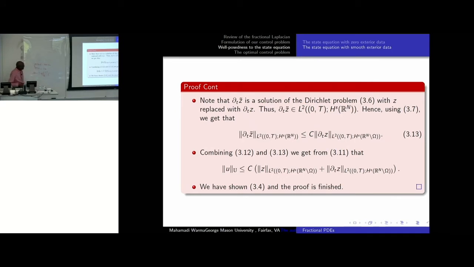Now, remember that dt of Z tilde, because Z tilde is nice, is also a solution of the Dirichlet problem with Z replaced by dt of Z. Then we know that dt of Z tilde is in L2 with value in HS of Rn. Then we can also get that the L2 norm with value in HS of Rn of the derivative is bounded by a constant times the L2 norm of Z, but with value in the complement. Now you combine with the previous estimate, and we get exactly the estimate that we want to prove, the continuous dependence with respect to the data of the non-homogeneous equation.